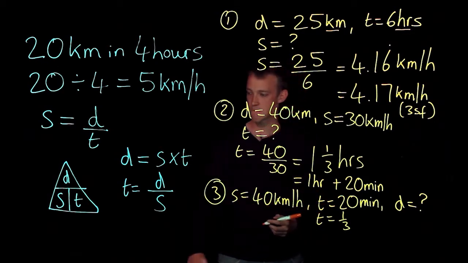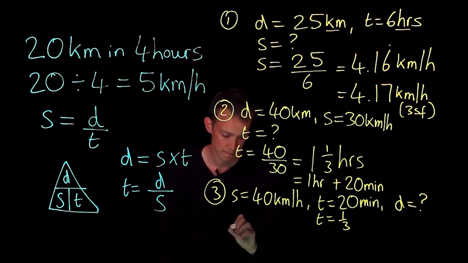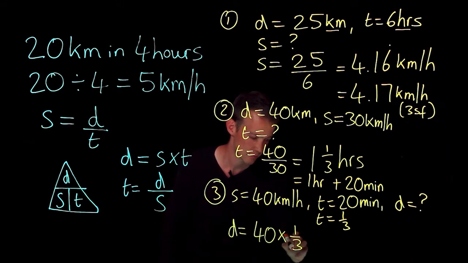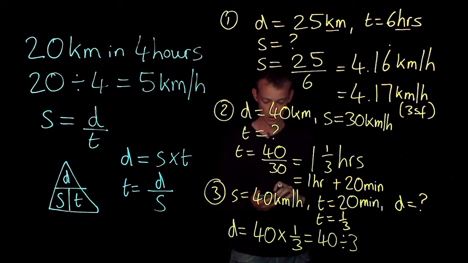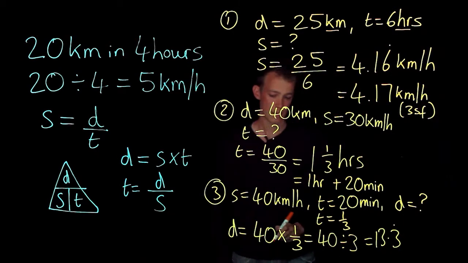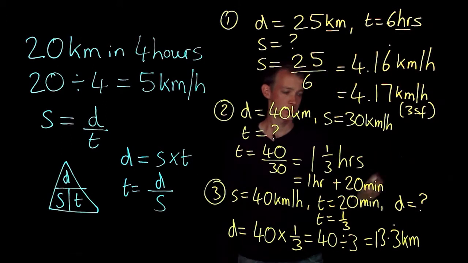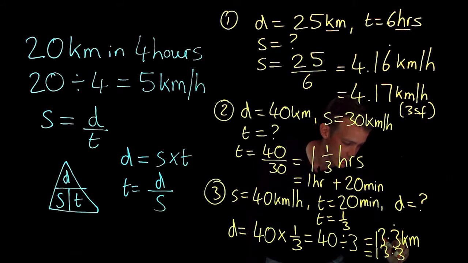I've got speed, I've got time. Speed and time are here, so distance equals speed multiplied by time. D equals 40 multiplied by 1/3. And this is the same as 40 divided by 3. 40 divided by 3 on my calculator gives me 13.3 recurring. And remember, the distance is in kilometres, as the question tells me. I also need to round to 3 significant figures. It'll be 13.3 kilometres to 3 significant figures.